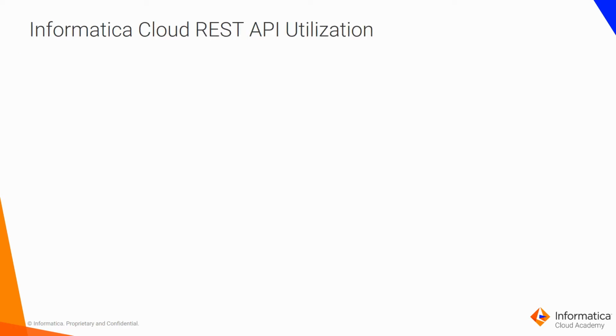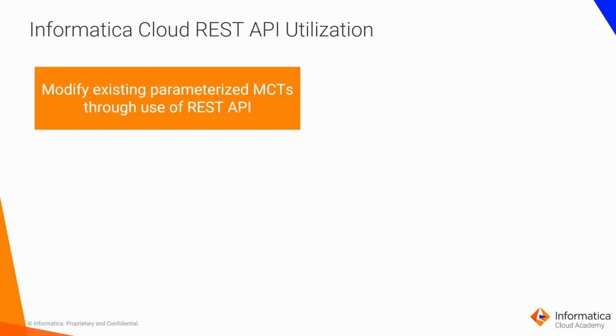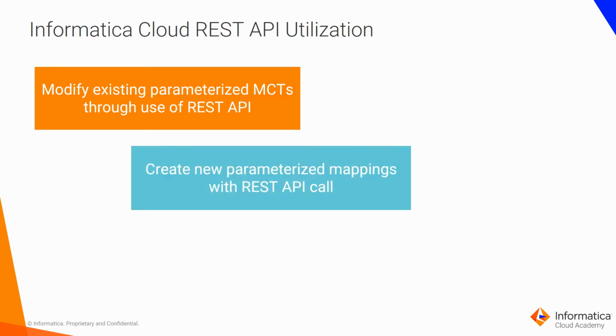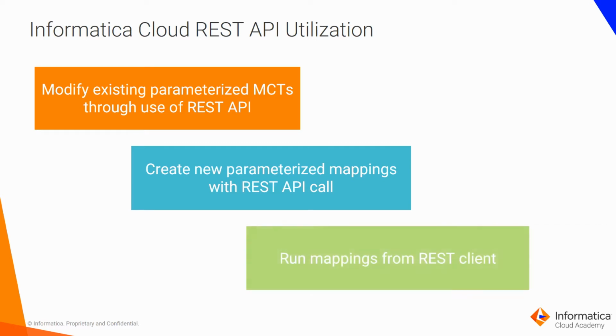Now let us discuss how we can utilize REST connections with the advanced parameterized mapping. Parameterized mapping becomes productive for us if we use REST API along with it. We can modify existing parameterized mapping configuration tasks through use of REST API. We can create new parameterized mappings with REST call and are able to run mappings from REST client.